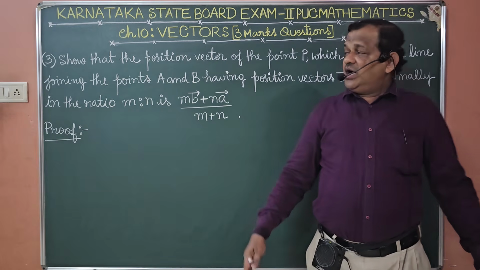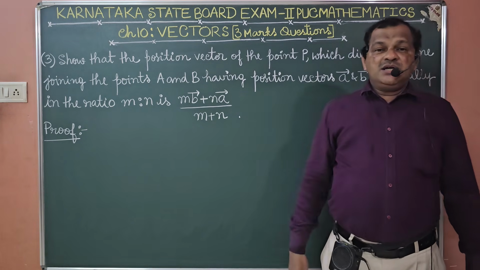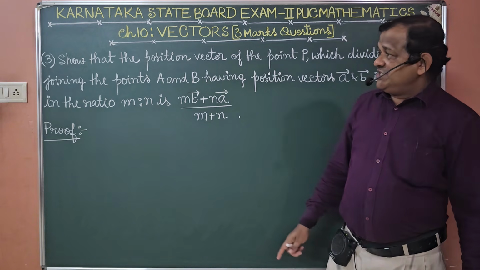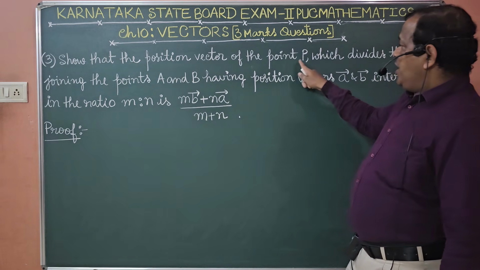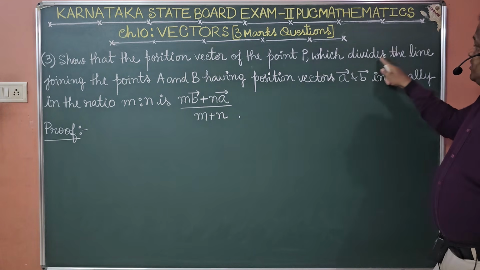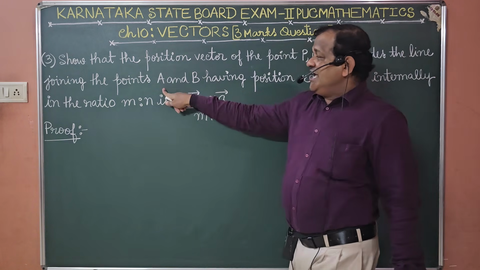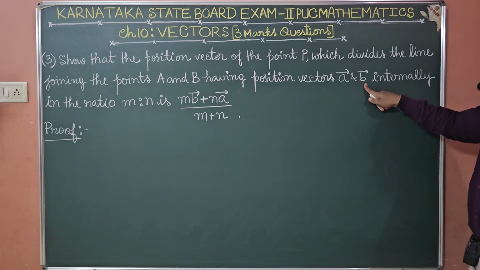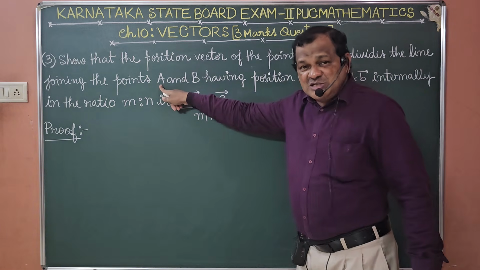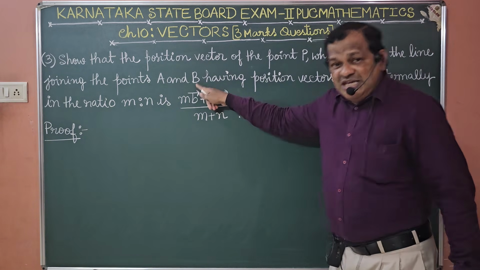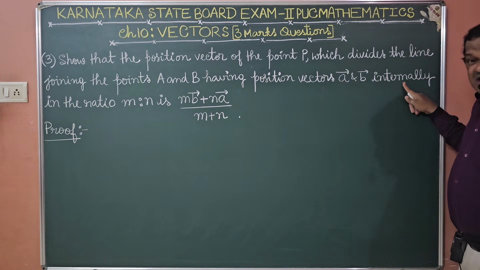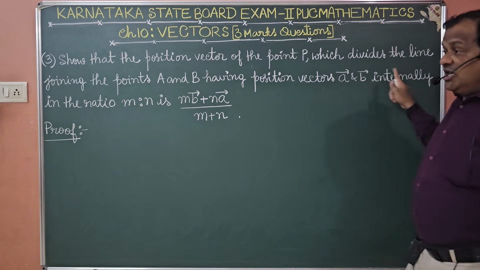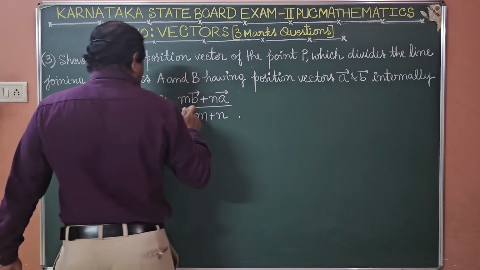Dear students, here is the third question, and this is called the section formula for internal division using vectors. The question is, the position vector of the point P, which is unknown, we should find, which divides the line joining the points A and B, having position vectors small letter A vector and B vector. That is, position vector of A with respect to origin is A vector, position vector of B with respect to origin is B vector. And the division is internal. The point P divides the line joining A and B internally in the ratio m is to n. So this should be our answer.